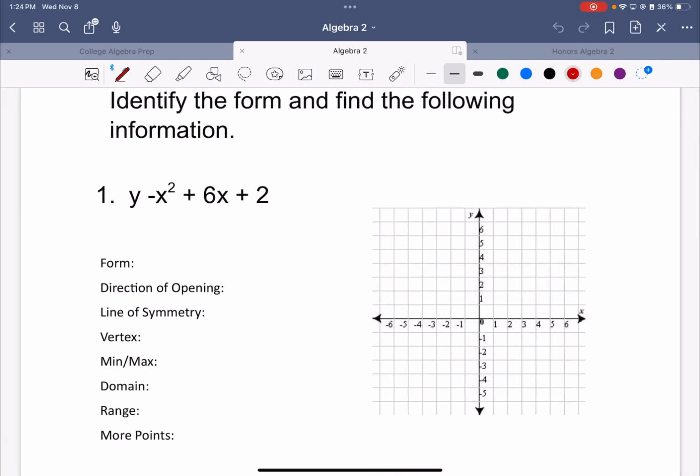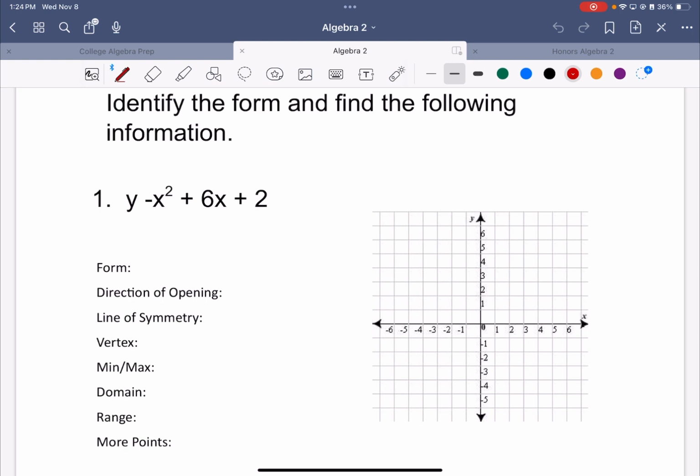Okay, so let's start out with a review from yesterday. We're going to identify the form and find the following information. Should be an equal sign in there. This should be y equals negative x squared plus 6x plus 2. We'll work on it together. No sense in you doing it yourselves.